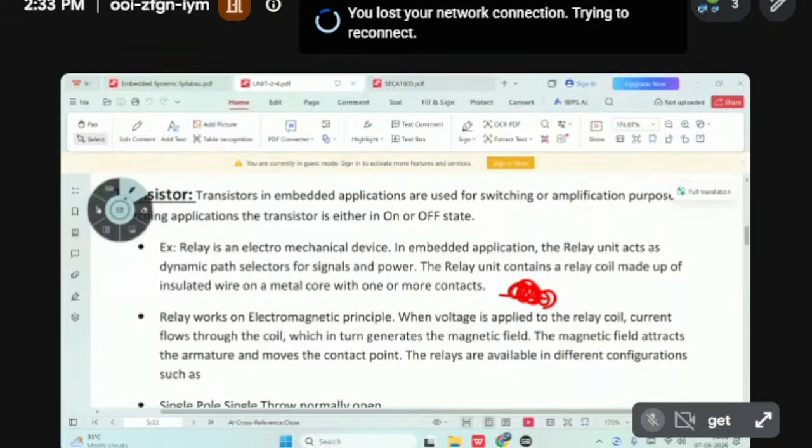more contacts. So the relay may be manufactured with the help of copper wire. Write this one word: the relay is made up of copper wire.